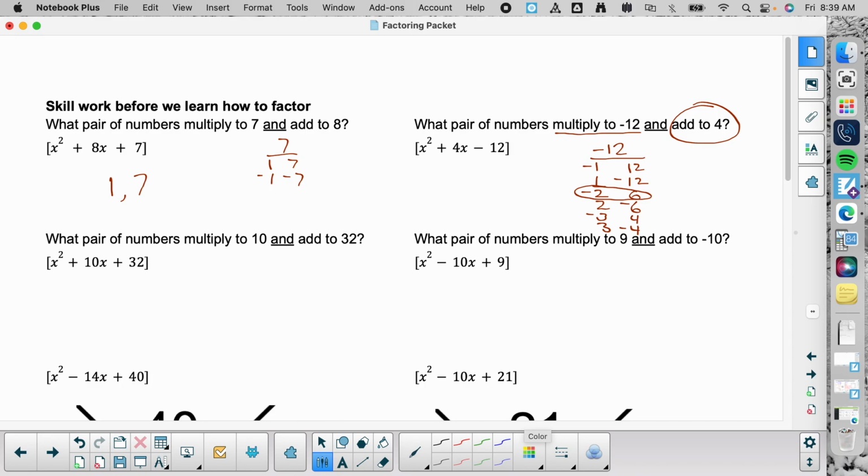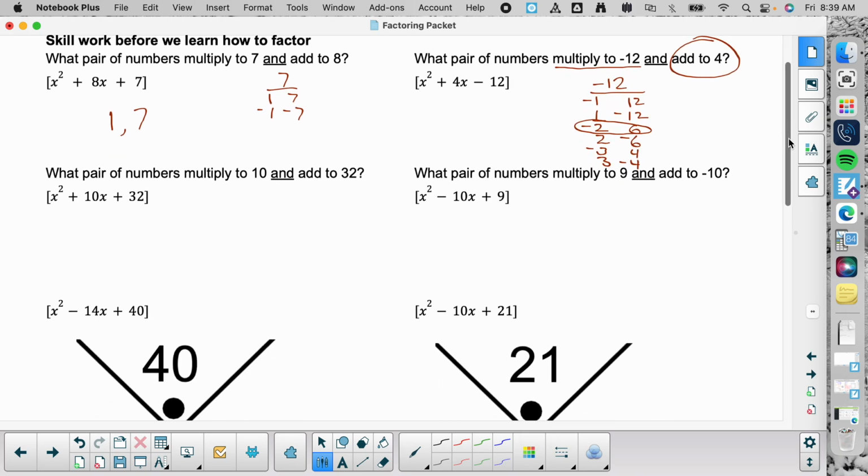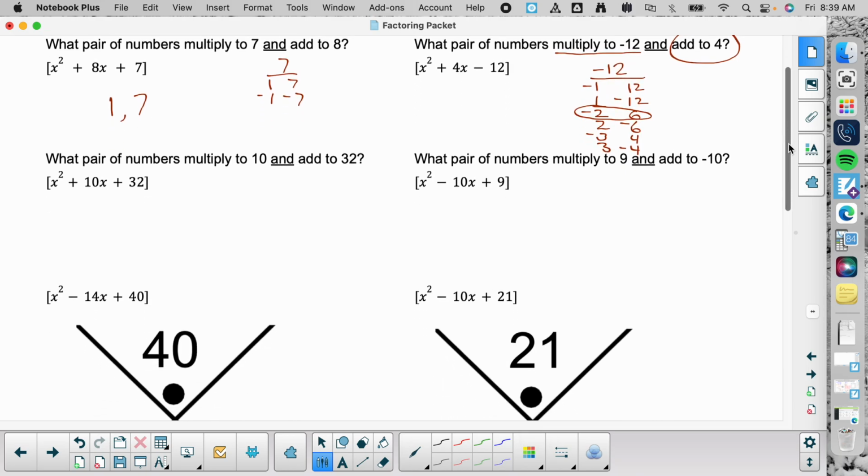And so for this exercise, when we're doing it today, you're going to have to keep in mind all the possible ways. Now, if you can figure out shortcuts, go for it. Okay, what pair of numbers multiply to 10 and add to 32?